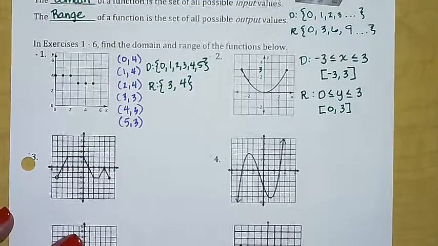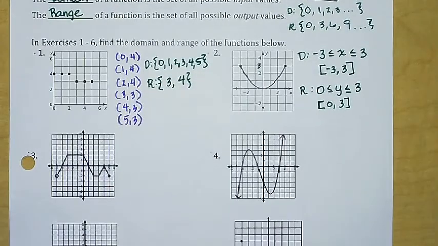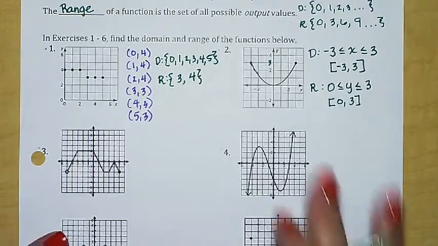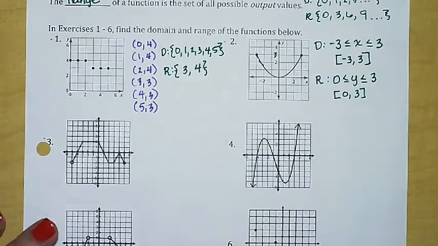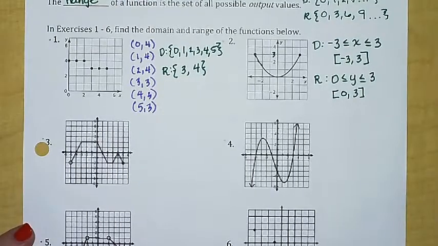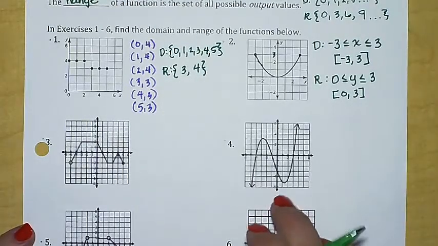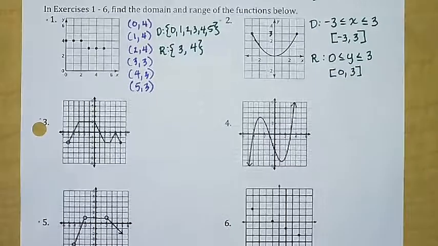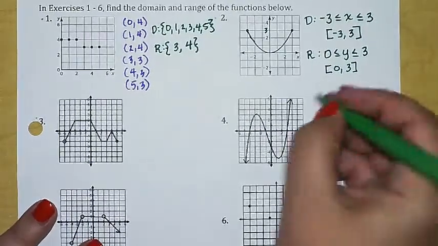Okay, so that is what domain and range is all about, describing those input values and those output values. Let's try a couple more. This is a really interesting one here. Let's do number 4. So number 4, let's talk about the domain.